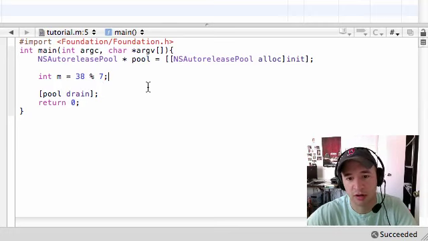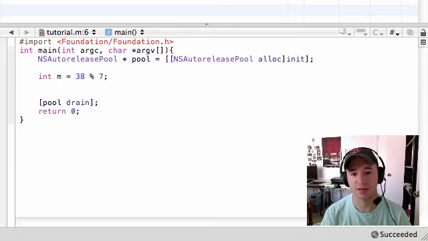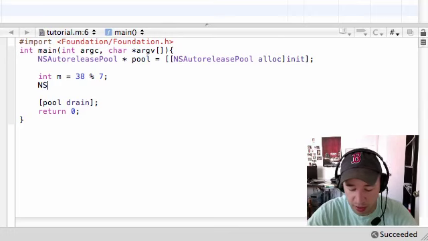That's the modulus operator, the percent sign. And what this means is, what is the remainder of 38 divided by 7? Well, if you divide 38 by 7, you get 5, because 5 times 7 is 35, with a remainder of 3. So that remainder is what's going to be stored in the variable m. Don't believe me? Check it out.